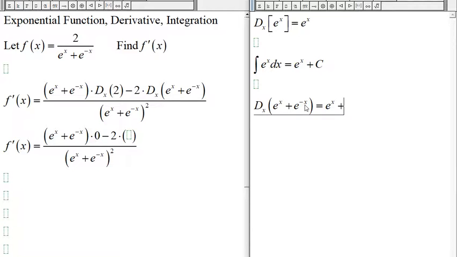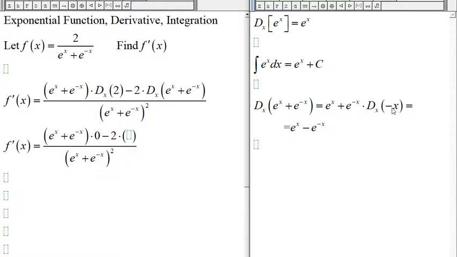For the derivative of e to the negative x, it'd be e to the negative x, and then times the derivative of the exponent negative x. And so we get e to the x, and then plus e to the negative x times the derivative of negative x, which is negative 1. And so it'll be negative 1 times e to the negative x, which is negative e to the negative x.